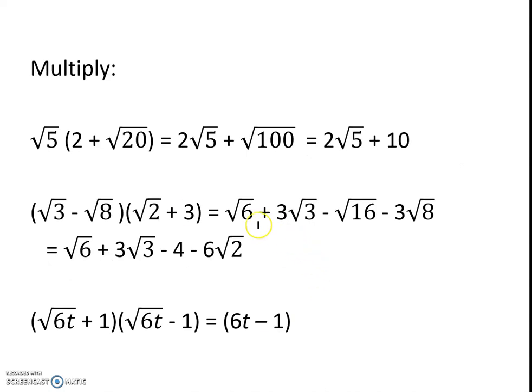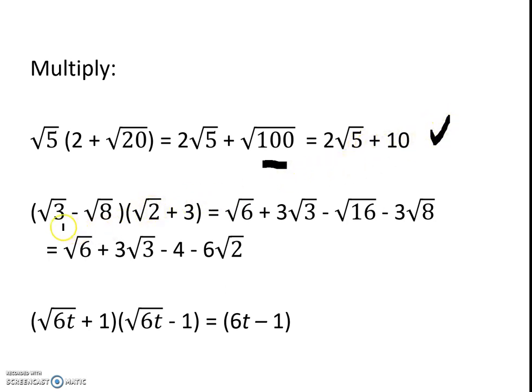I'm asked to multiply, and when I do that, I distribute. So radical 5 times 2 is 2 radical 5, and the radical 5 times the radical 20 is the radical 100. Well, we know the radical 100 is 10, so we continue to simplify, and we find out our answer is 2 radical 5 plus 10.